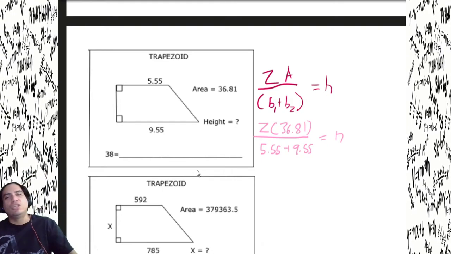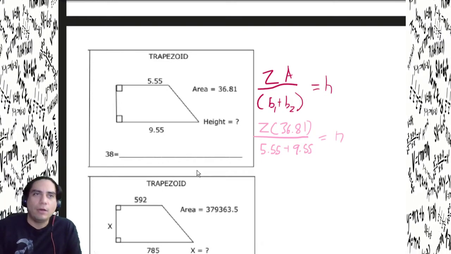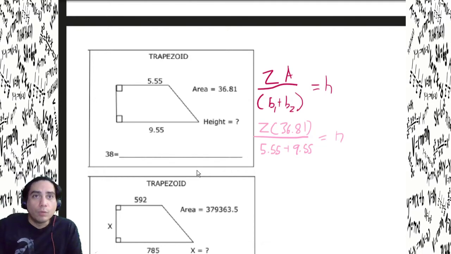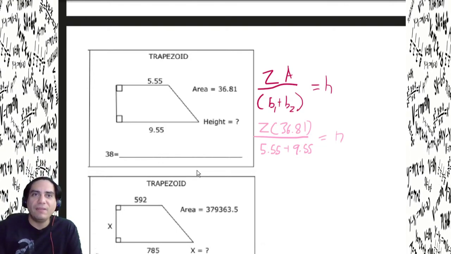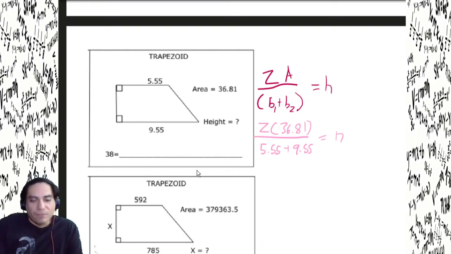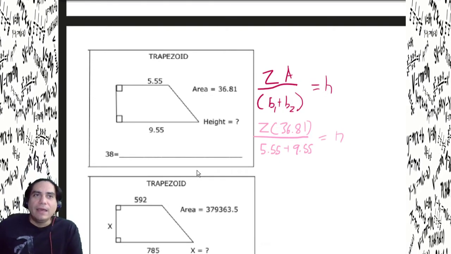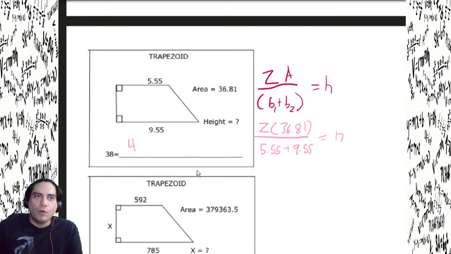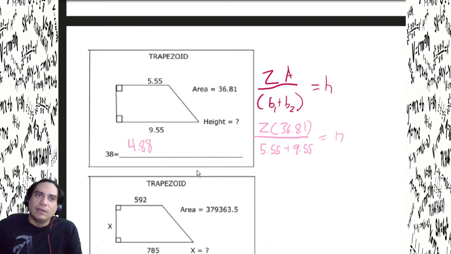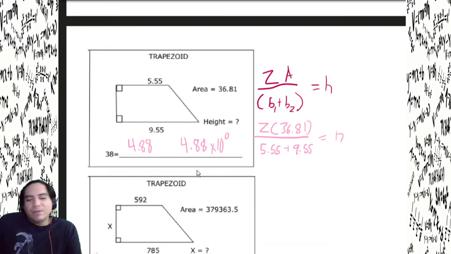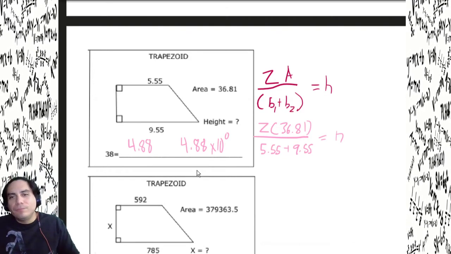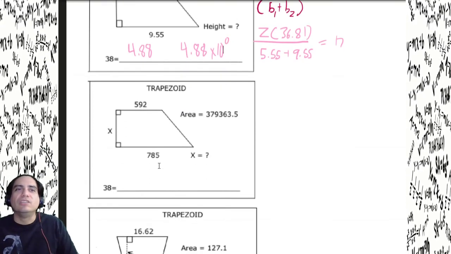So let's see what we're going to go ahead and do. Let me go ahead and type this in my calculator. Here we got 2. We're going to do 36.81. Multiply it. We're going to do 5.55. We're going to do 9.55. Add them both together and divide it. And apparently our height's going to be 4.88. Again, scientific notation, 4.88 times 10 to the 0. But if it's a 0 power, don't even write it. Just put 4.88. Easy work, ladies and gentlemen.